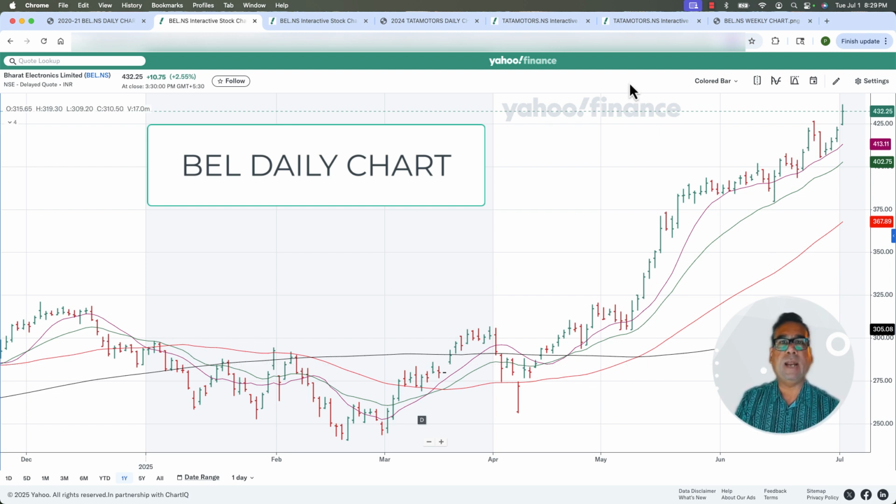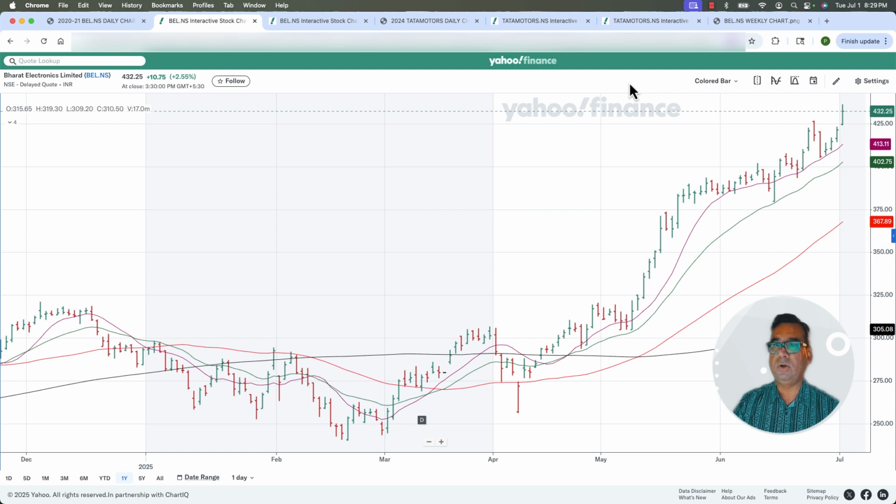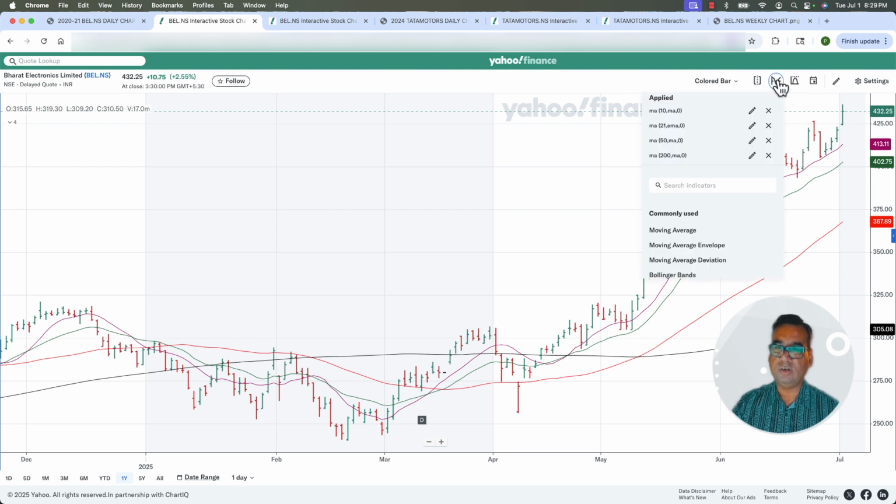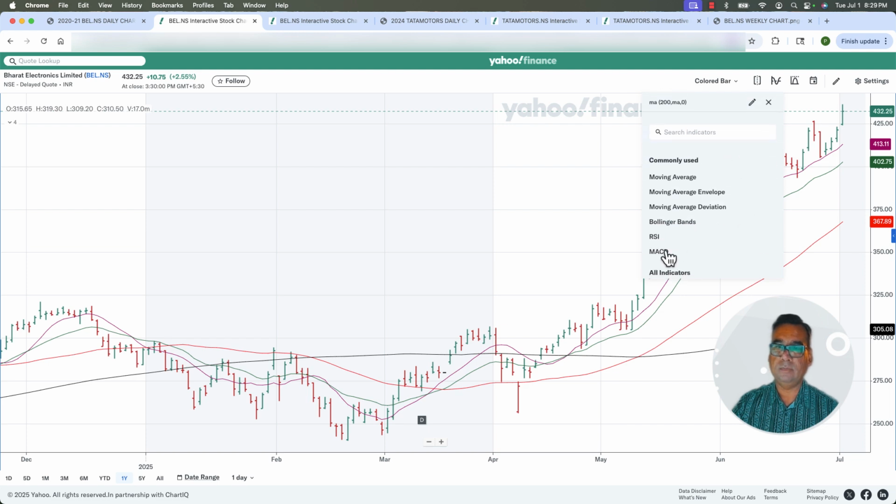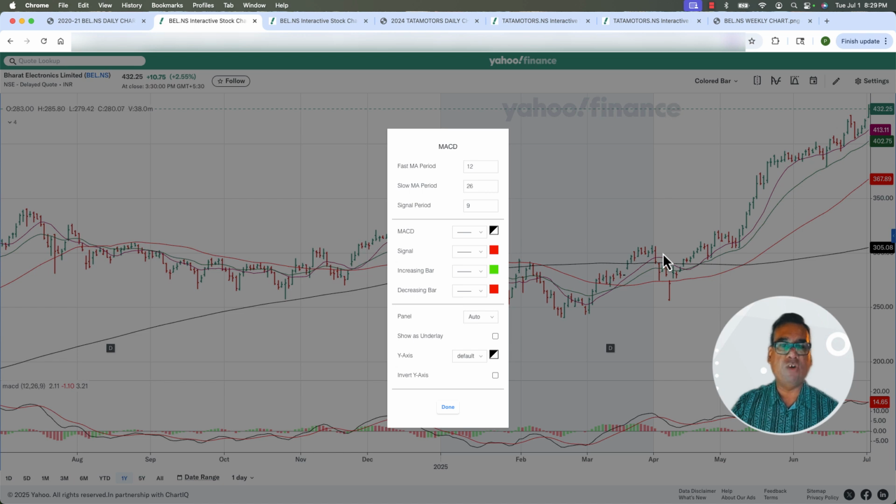Coming back to the chart, let's add the MACD indicator. So we'll go to the top right corner. We can either search for MACD here or we can scroll down and find MACD here. Now these are the default settings that Yahoo Finance offers. We'll accept them.